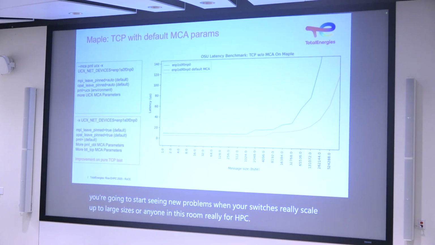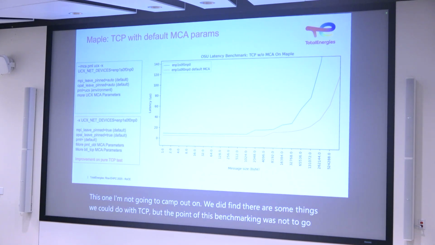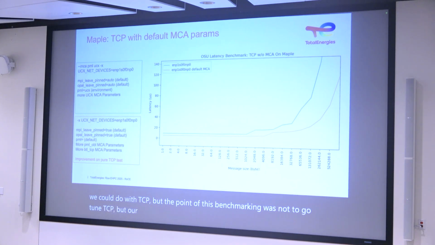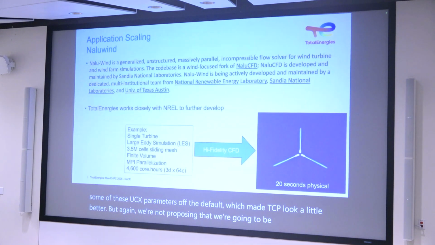This one I'm not going to camp out on. We did find there are some things we could do with TCP, but the point of this benchmarking was not to go tune TCP, but our developer did find some improvements on changing some of these UCX parameters off the default, which made TCP look a little better, but again, we're not proposing that we're going to be doing TCP on any of our connections.